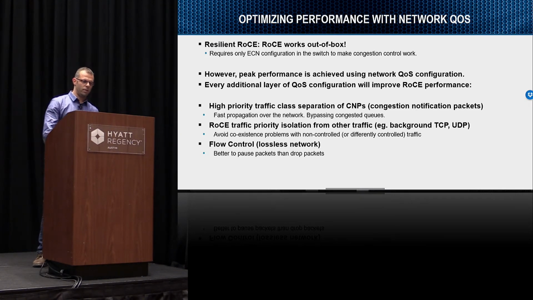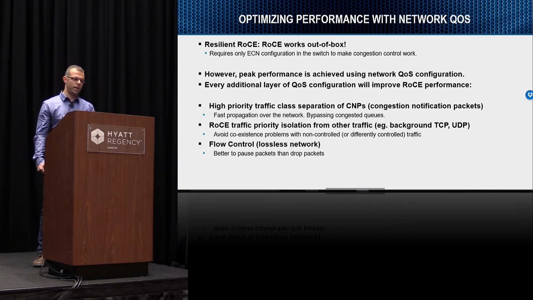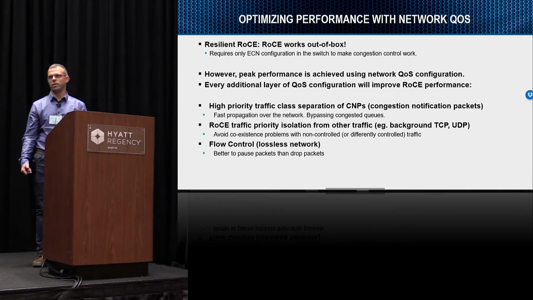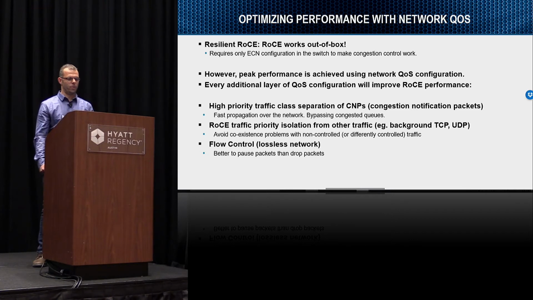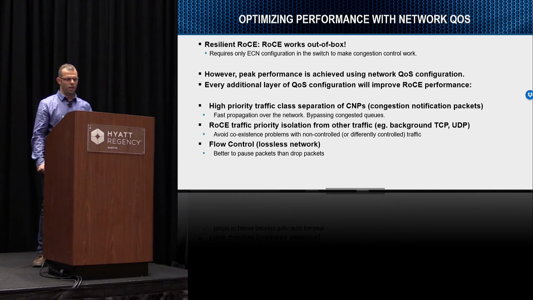As I already mentioned in one of the previous slides, one suggestion is to set the CNPs, the congestion notification packets, to a high priority traffic class with assured buffering and scheduling. This makes fast propagation of the congestion notification from the notification point to the reaction point possible, by bypassing the congested queues.